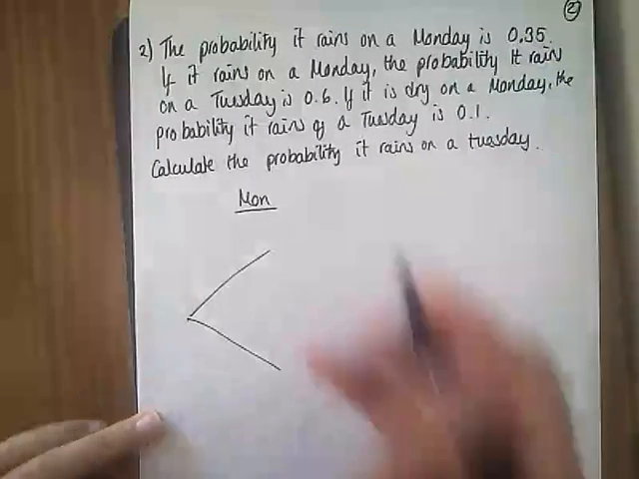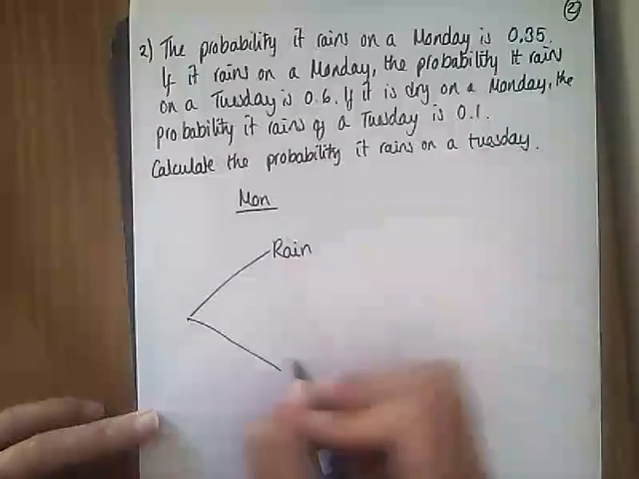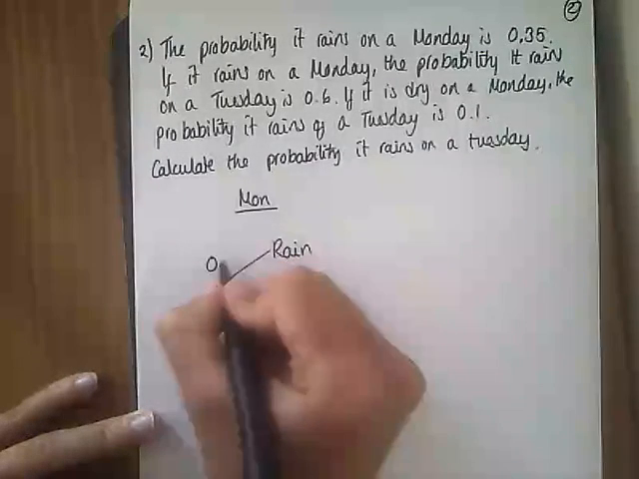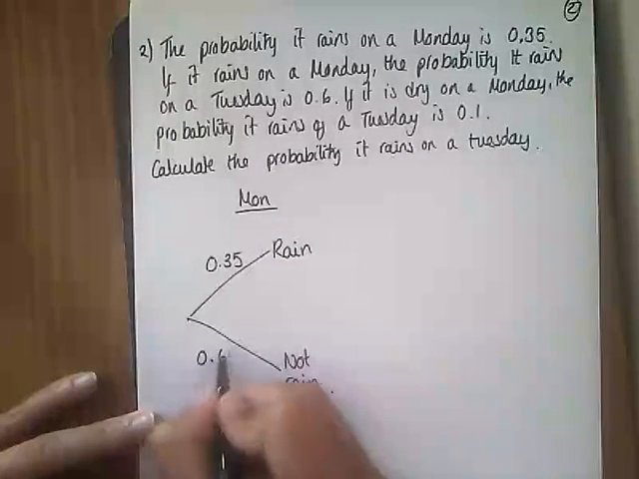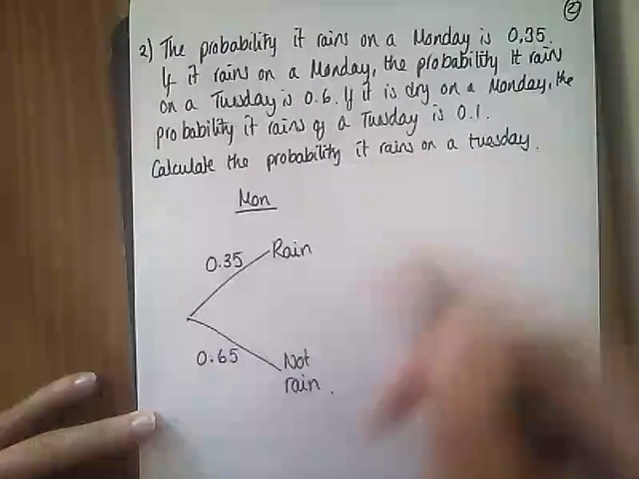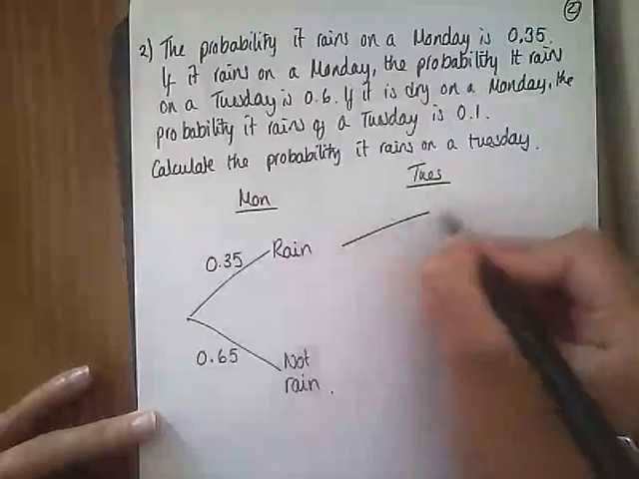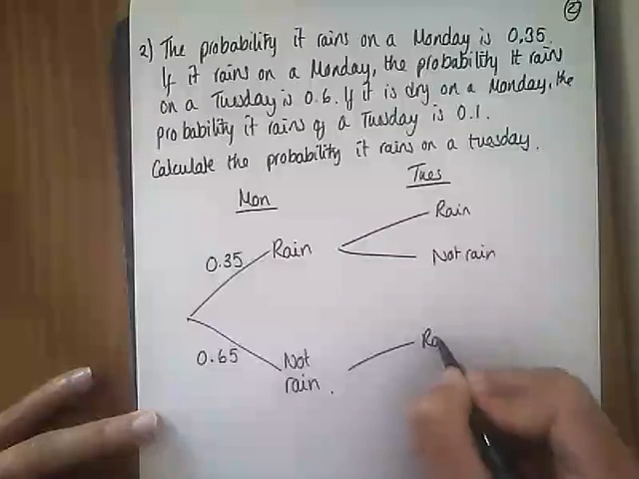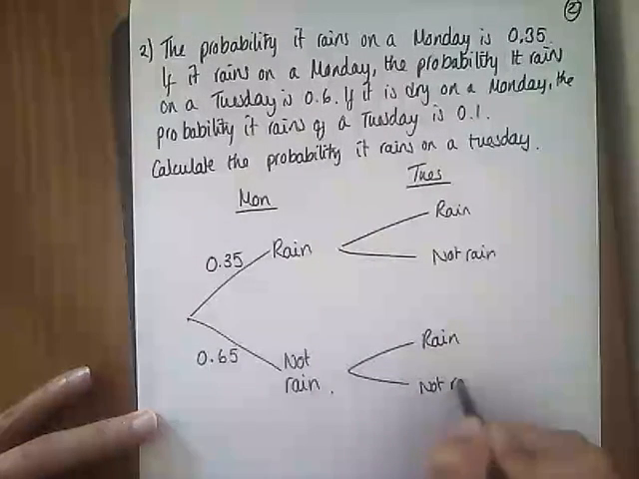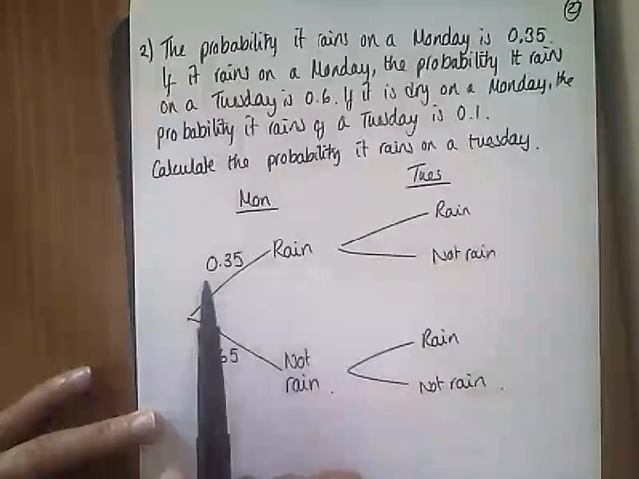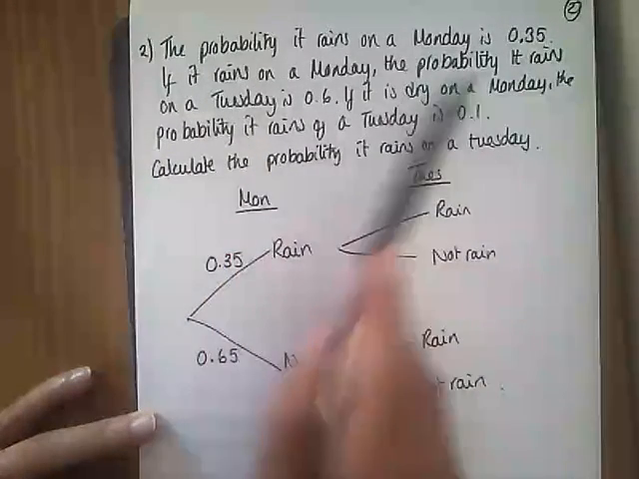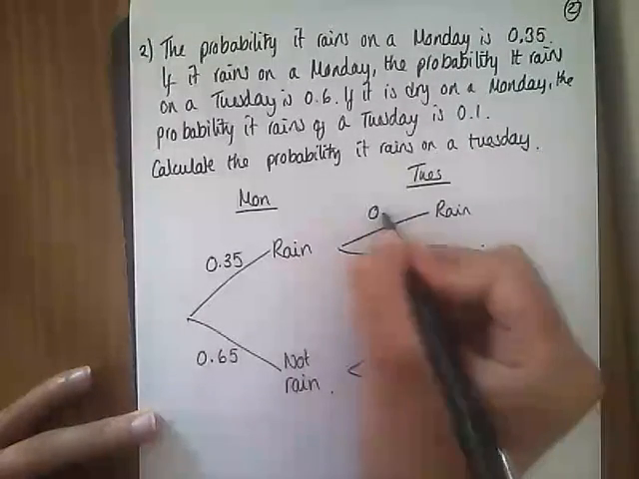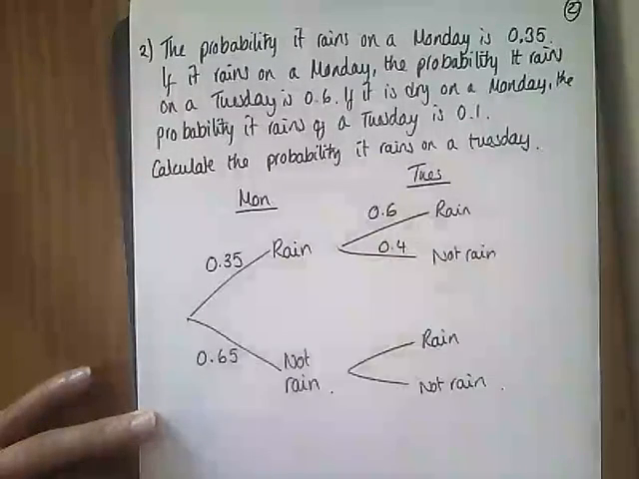So, on a Monday, the options are it can either rain or not rain, okay? The probability it rains on a Monday is 0.35, so that means the probability it doesn't rain on a Monday is 0.65, okay? On a Tuesday, no matter what happens on Monday, it can still either rain or not rain. Doesn't matter what's happened on the Monday, the options are the same. It can rain or not rain. However, the probabilities are different and we need to read it carefully. So, if it rains on a Monday, the probability it rains on a Tuesday is 0.6. So the probability it doesn't rain is 0.4.